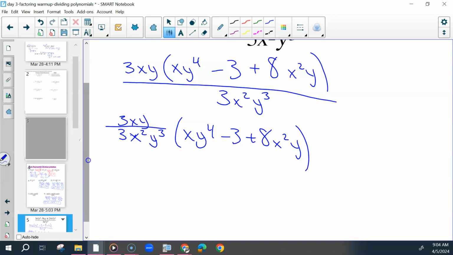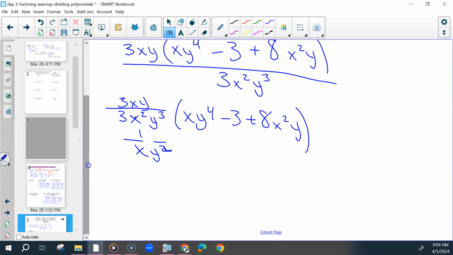How would we write that? 1 over xy squared. Your negative exponents come into play because you subtracted it. You would have gotten negative exponents that would have changed. And then rewrite everything in parentheses. And then you would need to distribute your fraction to everything inside the parentheses.